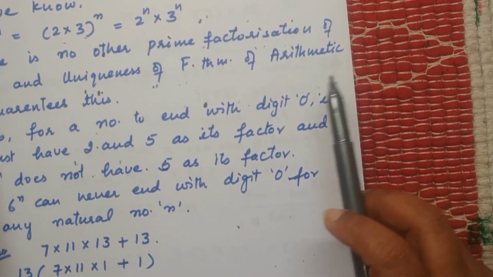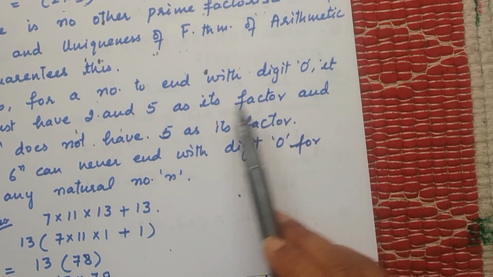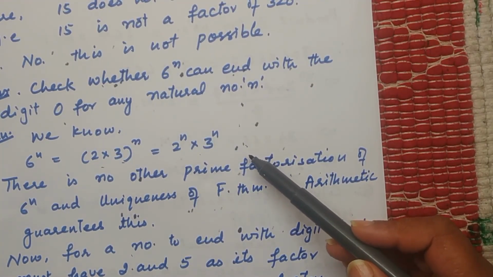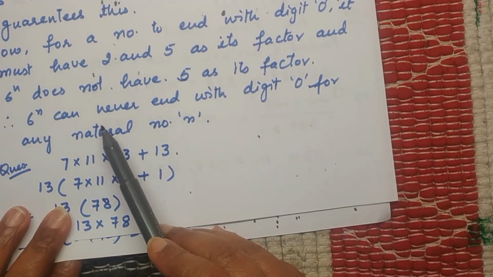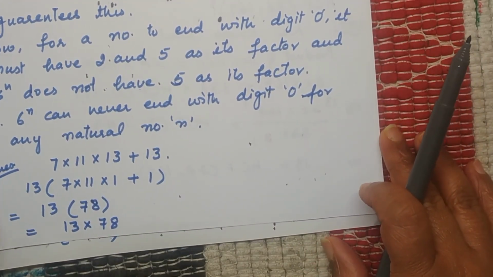Now, for a number to end with digit 0, we should have 2 and 5 as its factor. But this factorization of 6 raised to power n does not have 5 as its factor. Therefore, 6 raised to power n can never end with digit 0 for any natural number n.